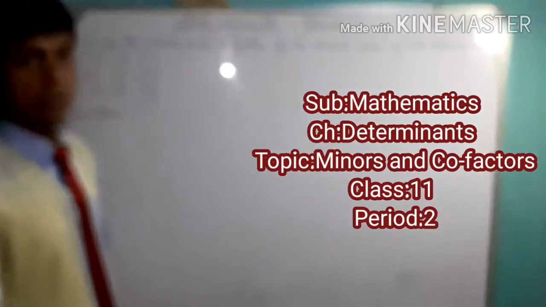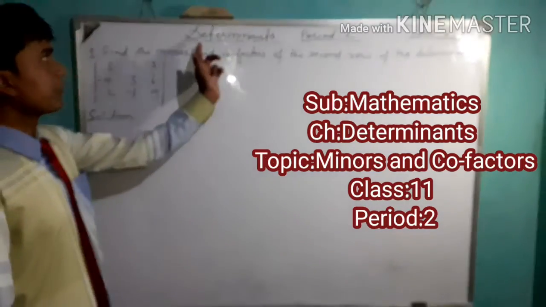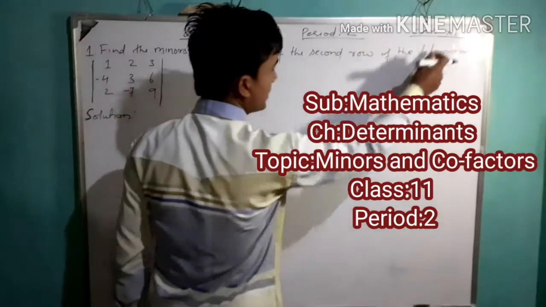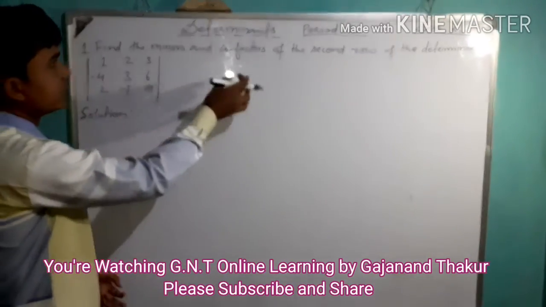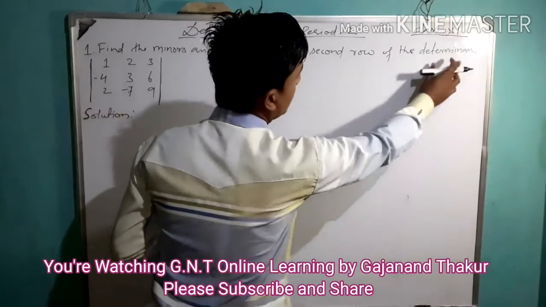Today I'm going to conduct the second period for the chapter called determinants. This is for 11th standard. And the question which I have taken is: find the minors and cofactors of the second row of the determinant.